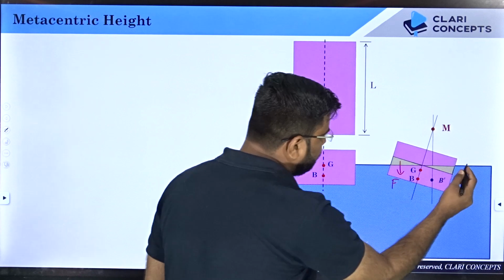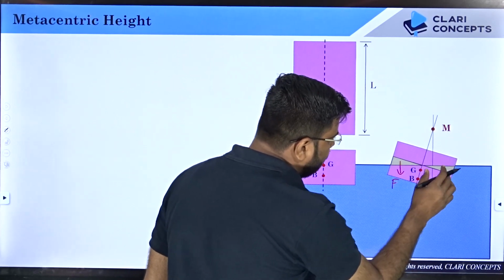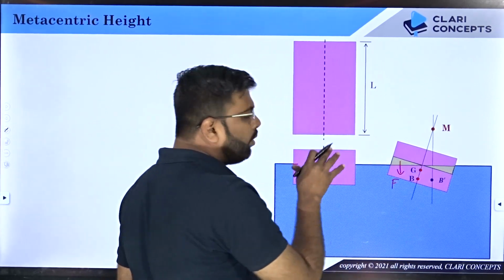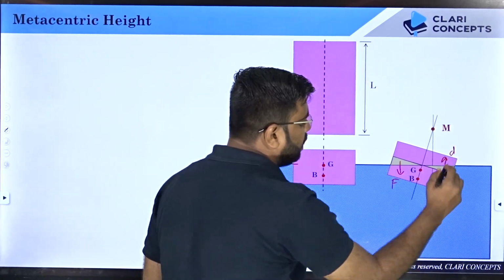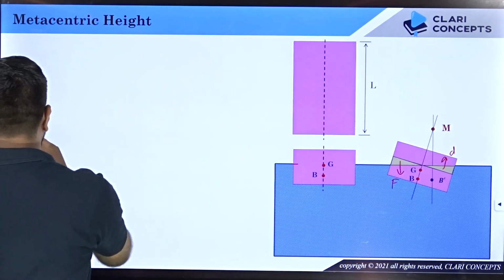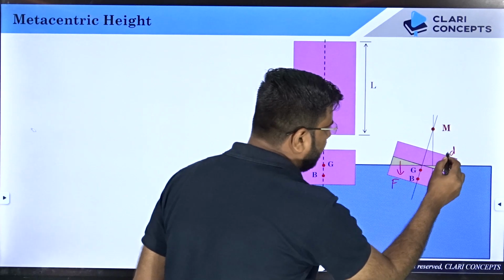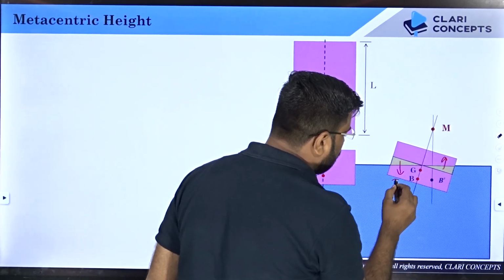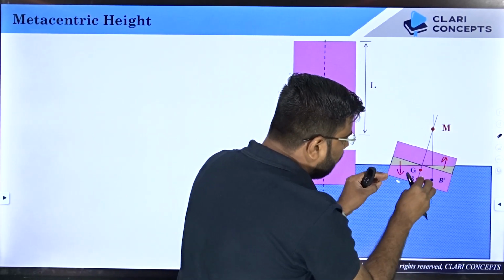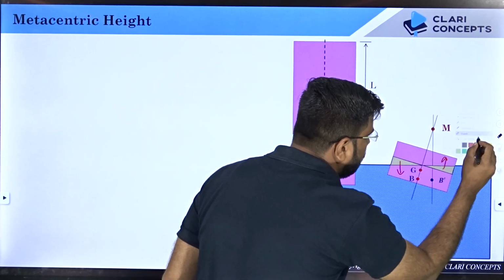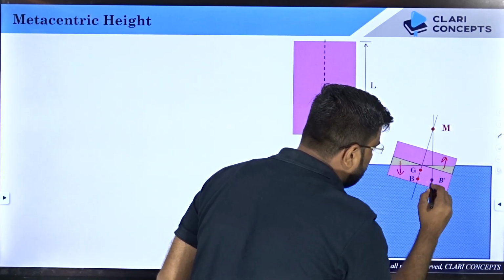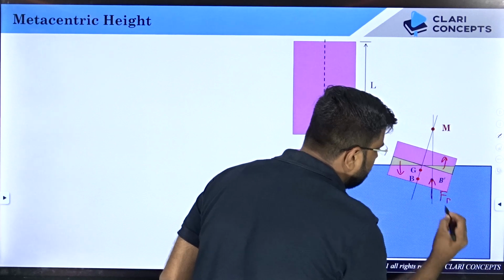And then if you look at this portion, earlier this portion was outside the water. Now when it has immersed, the buoyancy force acts on this particular portion. So you can also say that because of these two forces, there is a shift in the buoyancy point from B to B dash. So now your new buoyancy force acts somewhere on this point, that is BB dash.